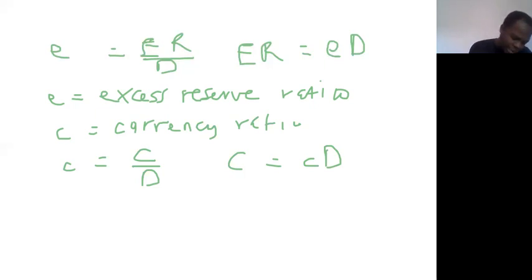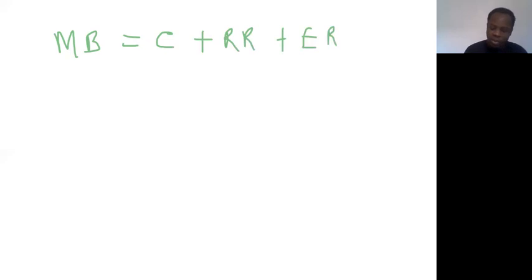So we said monetary base. Now we are assuming that we have excess reserve. I can say monetary base is equal to currency plus required reserve plus excess reserve. These two components give us what? The reserves. Your excess reserves plus your required reserves give the reserves.